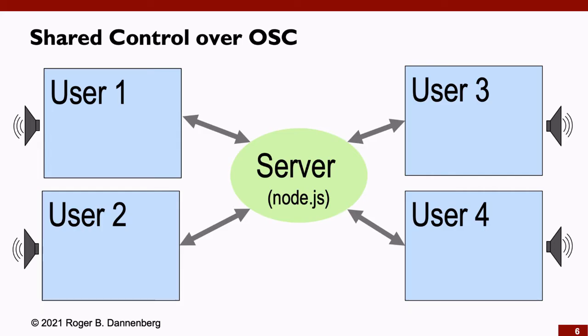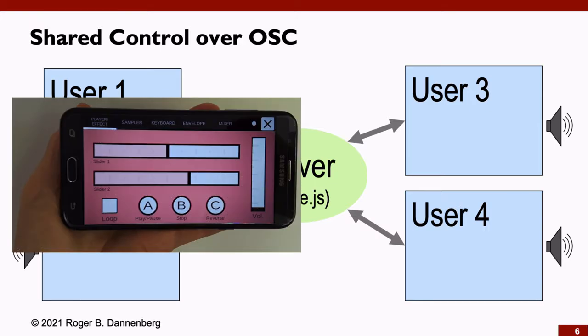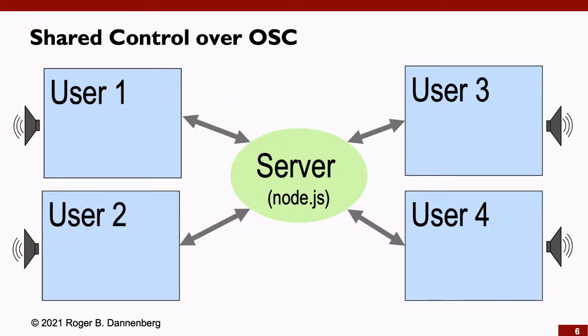Let's look at how shared control works. The idea is that audio is created locally for each user. Parameter changes are sent to every performer so that, except for slight timing differences, every performer hears the same sound. Each user runs the Soundcool app, which looks like this, on their mobile device and sends OSC messages to the server. The server keeps track of who is in the performance and sends messages via WebSockets to each performer.